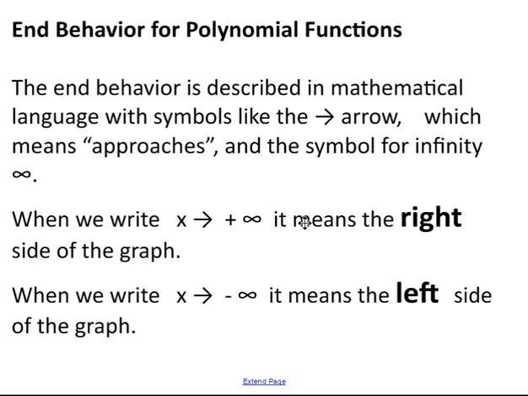We need to continue talking about end behavior for polynomial functions. We left off with this slide right here. The end behavior in mathematical language uses symbols like the arrow symbol. We read the arrow symbol as approaches. So if I write x and the arrow, I would read that as x approaches.